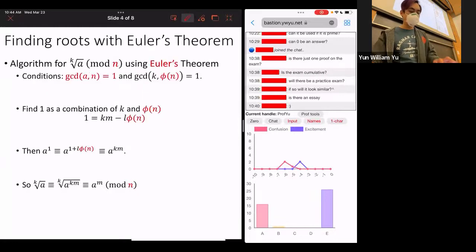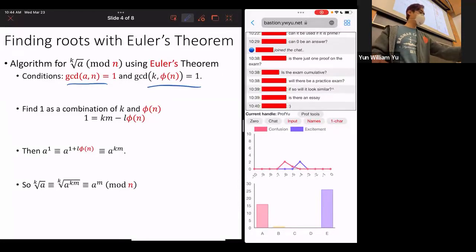So typing that all out, it's basically the same set of conditions, except now the main difference is that our conditions are slightly different. Now we have two relative primeness conditions. You need a to be relatively prime to n, and you need k to be relatively prime to phi of n. And then once that's the case, you do the exact same thing and you get the same type of answer.